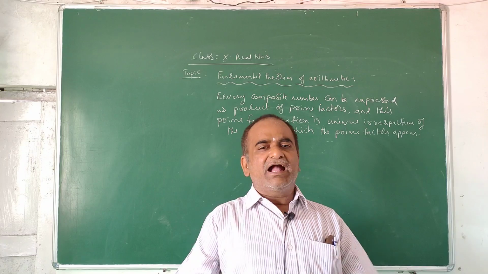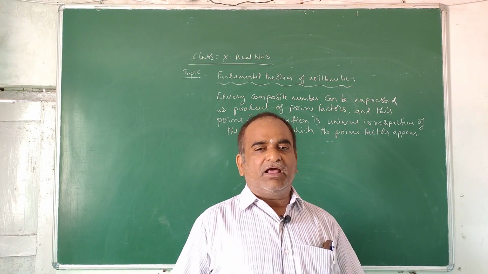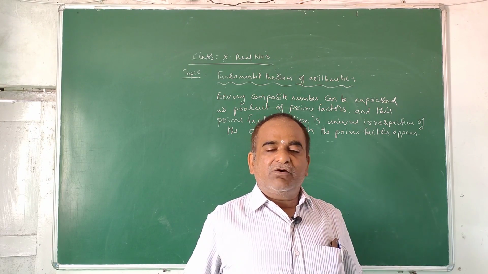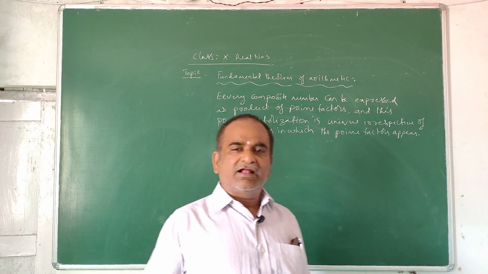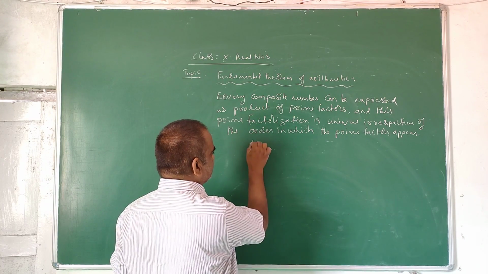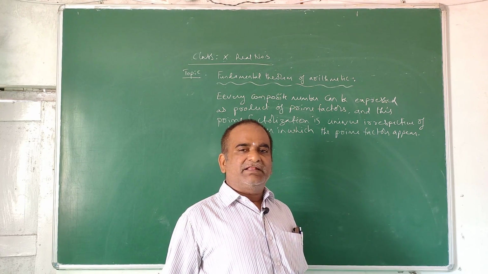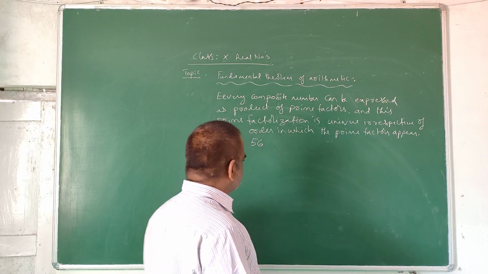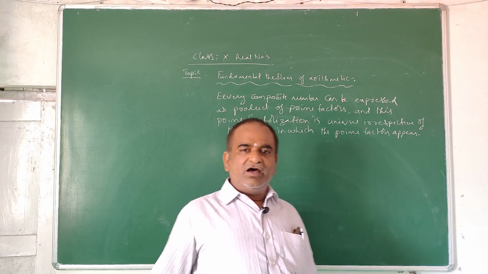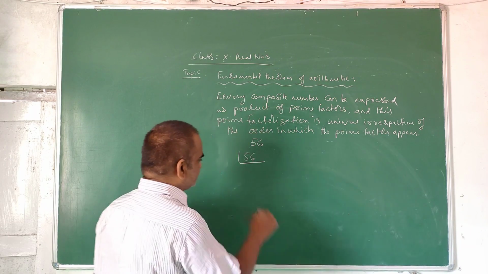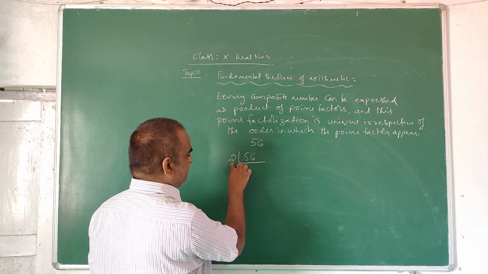So take any composite number, it can be expressed as a product of prime factors undoubtedly. This is called the fundamental theorem of arithmetic. Now let us take a composite number, suppose 56. So how can 56 be expressed as a product of prime factors? Let us do the prime factorization. I think you all are aware of prime factorization. So only prime numbers you have to select this side.